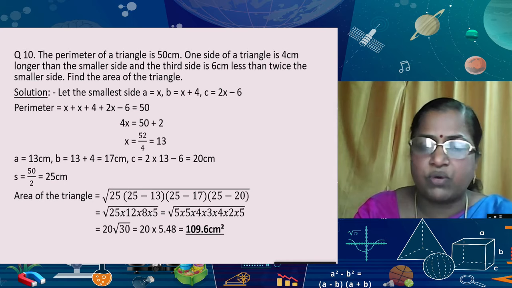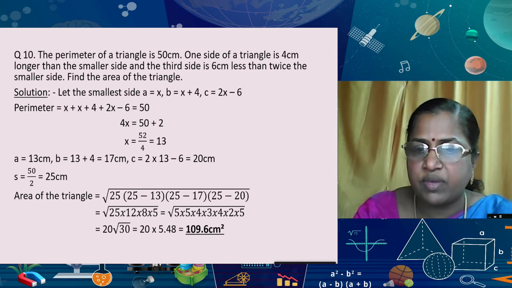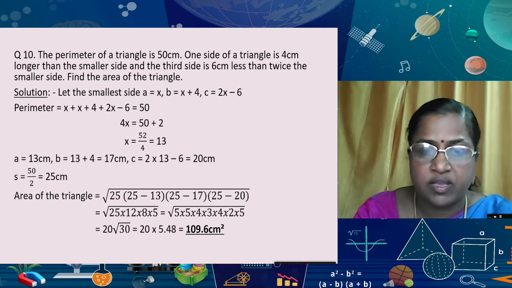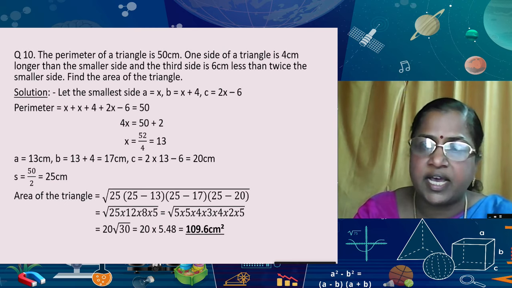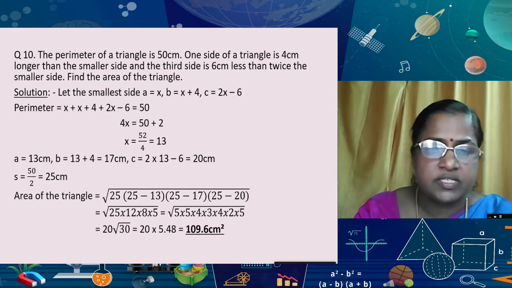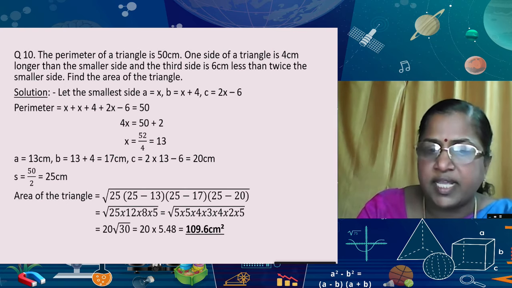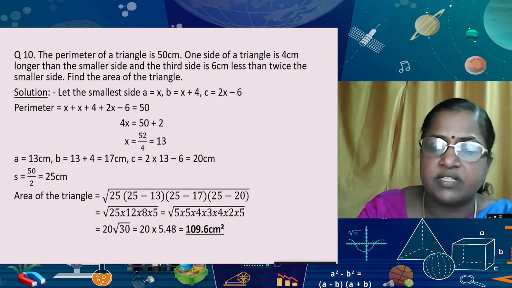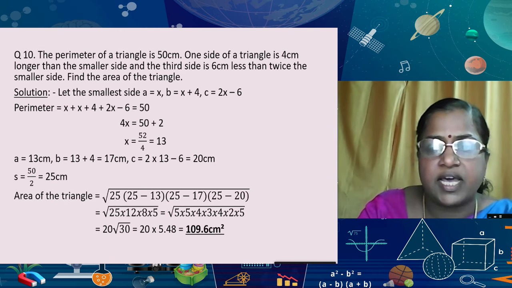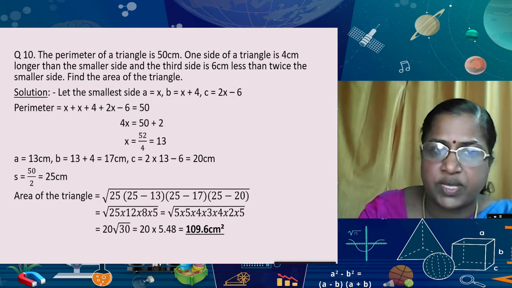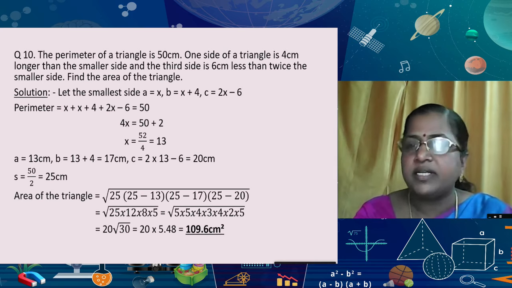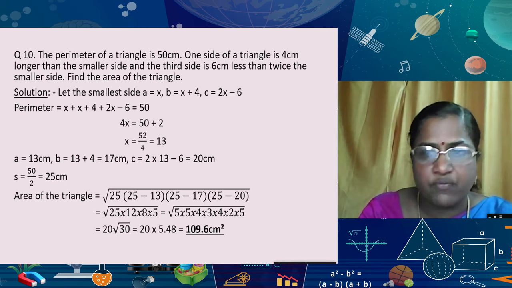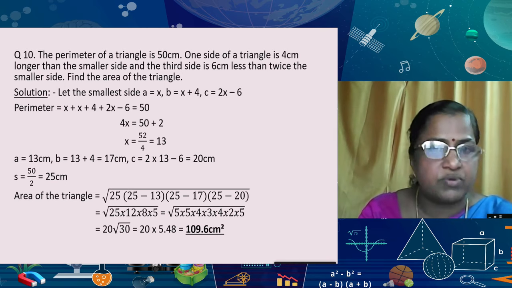Now the area is root of 25 into 25 minus 13 into 25 minus 17 into 25 minus 20, that is root of 25 into 12 into 8 into 5. When we are factorizing this, we get the area as 20 root 30, that is if we are finding root 30 by long division method, we get the answer as 5.48. And when we are multiplying this 20 by 5.48, we get the answer as 109.6 centimeters square. By using Heron's formula and the properties of linear equations and all the formulas related to perimeter, area of different shapes, we can solve each type of question.